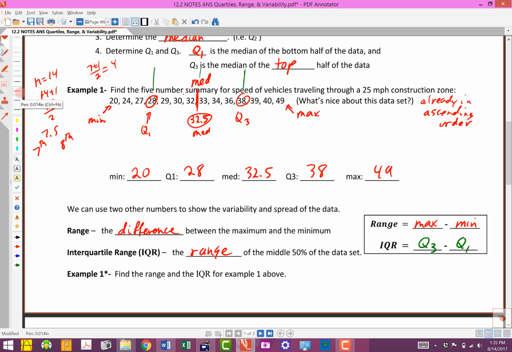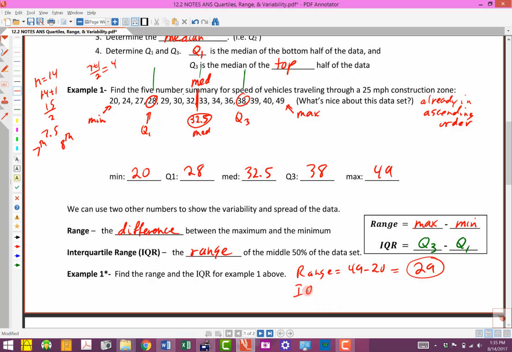So on this problem up above, it says find the range and the interquartile range, the IQR. So the range is going to be the max minus the min. So that's going to be 49 minus 20. So the range is 29. That's a measure of how spread out the data is right there.